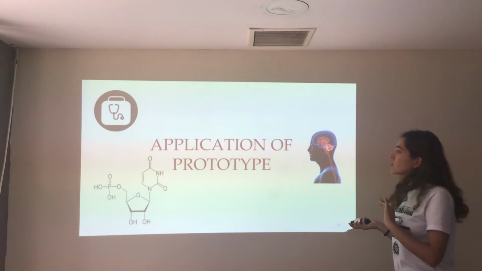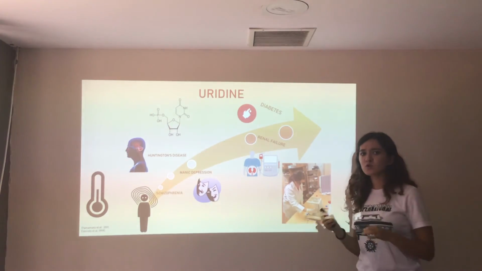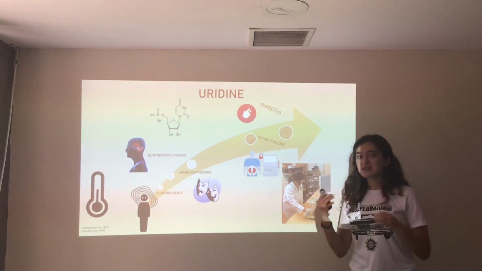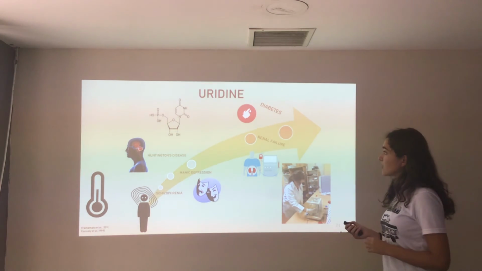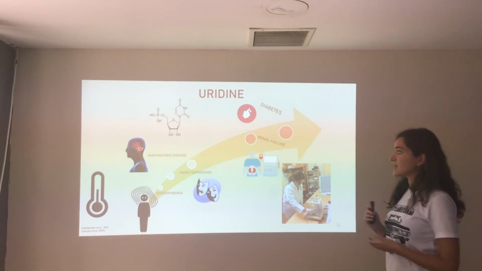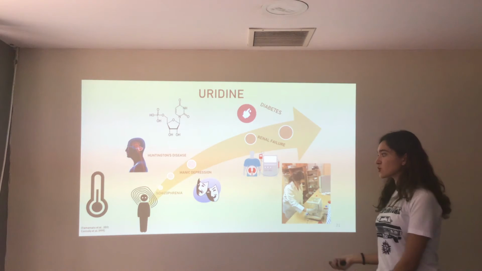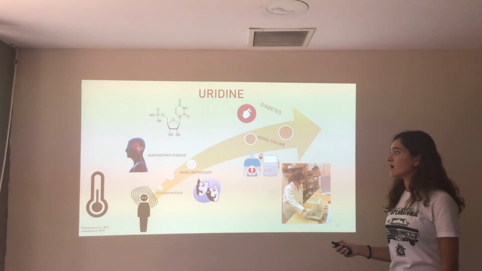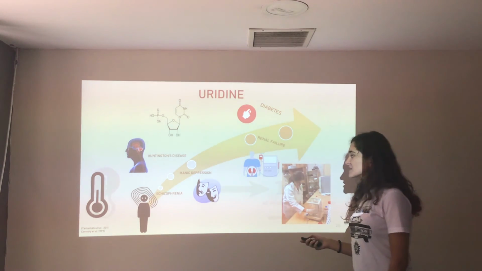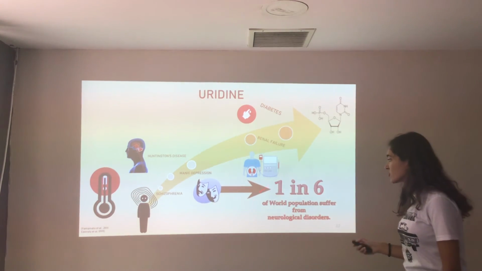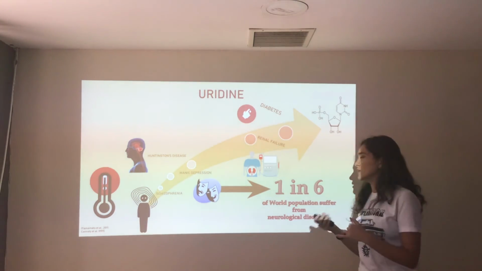Now I will continue with my project's application. In the application, I used uridine because it is a biomarker for some diseases. In the plasma of renal failure and diabetes patients, the amount of uridine is above average. On the other hand, the opposite happens in schizophrenia, manic depression, and Huntington's disease. And these diseases are really common all over the world. So quantifying uridine is really important for humans.